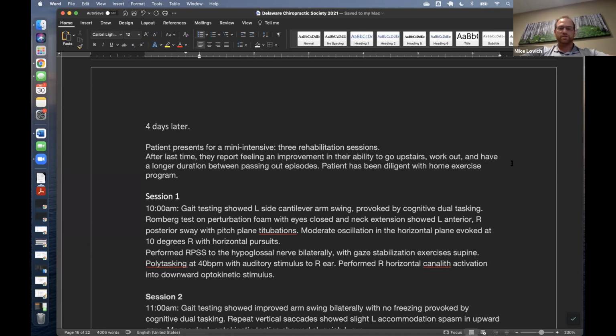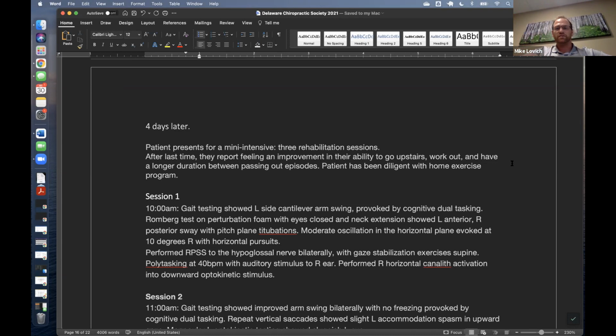Romberg test on perturbation foam with eyes closed, neck extension, showed left anterior and right posterior sway. So here's the thing about Romberg test. When you put a patient on an AirX pad, like the blue foam pad, with their feet shoulder width apart to start, like first you want to put them on flat ground, put their feet together and see if they fall down. If they fall down or if they're not stable on flat ground, do not put them on an AirX pad. They cannot handle that.